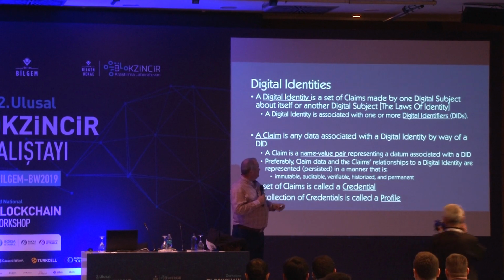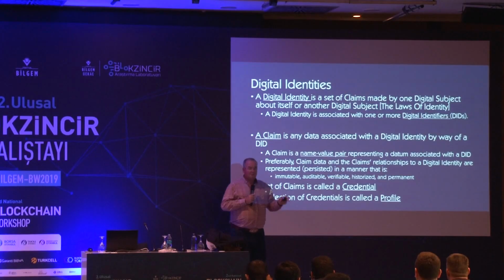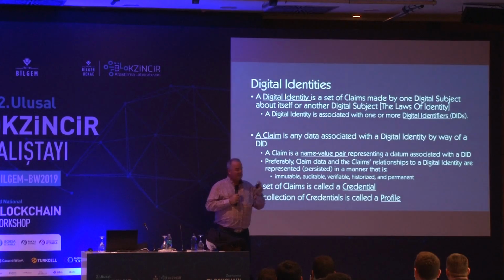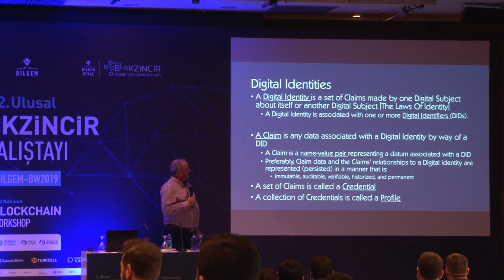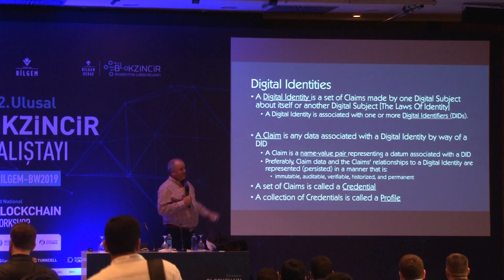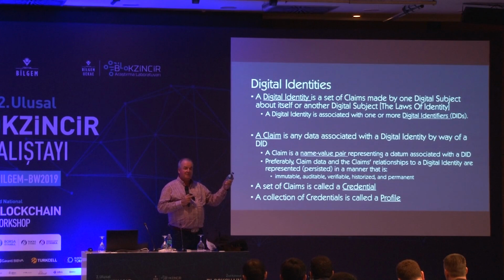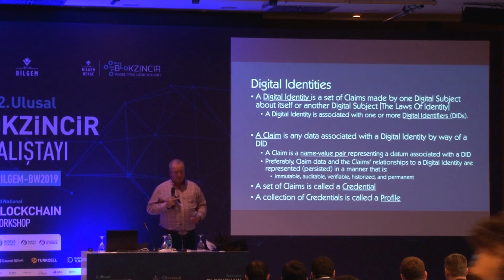To turn this around, we started with subjects, we had identifiers, and then associated with identifiers, we have identities. And an identity is a set of claims. A claim is any data that's associated with that digital identity by way of a DID. So if this is my subject, my real physical subject, and I created a digital analog of this, then it can be given an identifier, and then the identity is a set of name-value pairs, a set of claims related to that identifier that relates it to the subject.